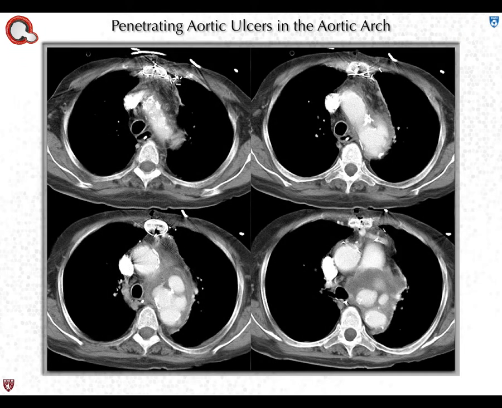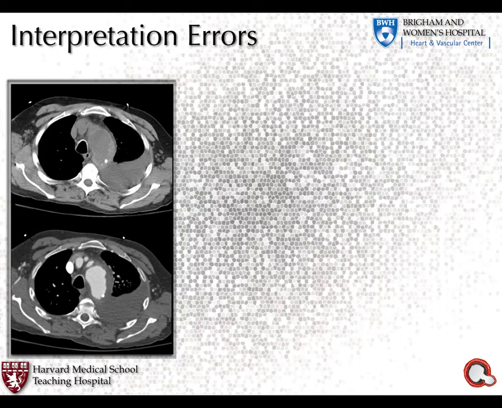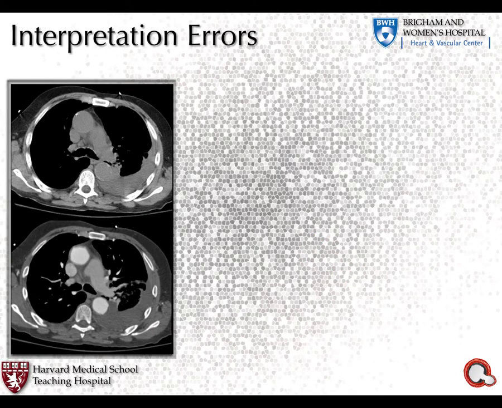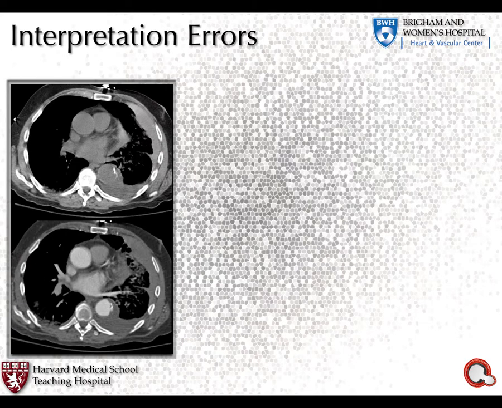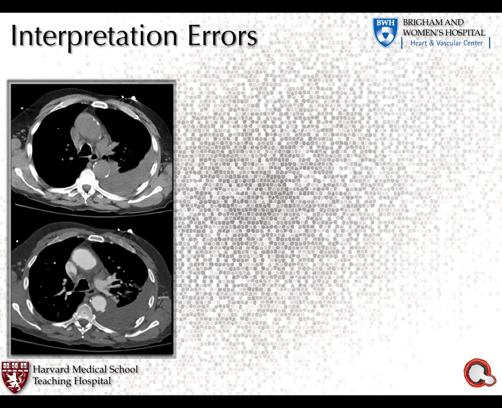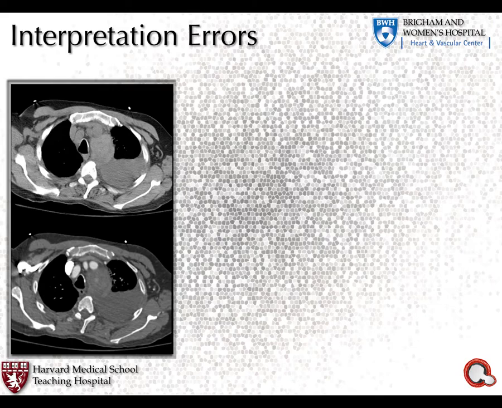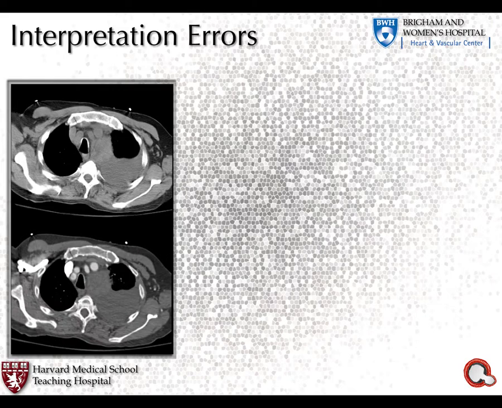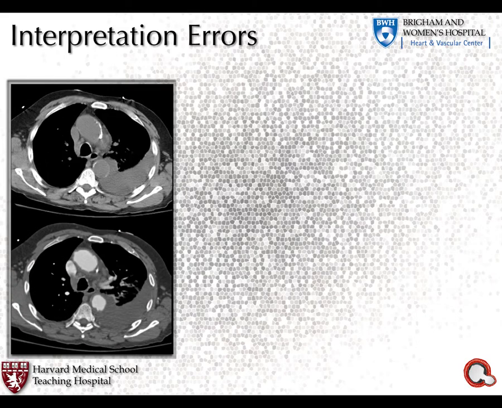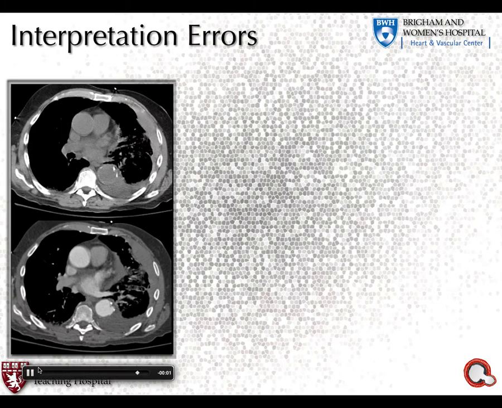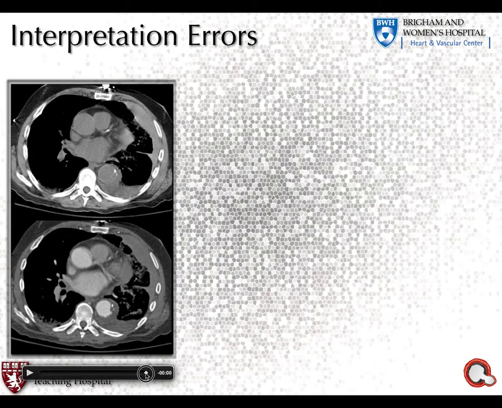Here's an example of ulcers in the aortic arch. So we see multiples here with the surrounding mediastinal hematoma. So that was ruptured. Here's an example of an interpretation error. So we have the I minus on top, I plus on the bottom. Anybody want to scream out a diagnosis? Going too fast, I think. Slow it down.